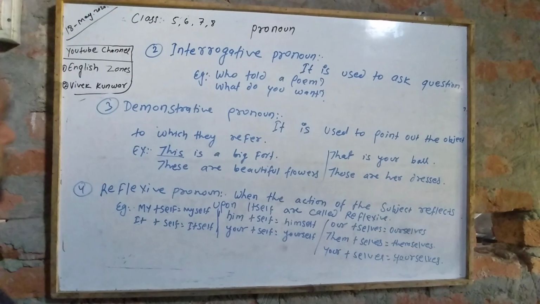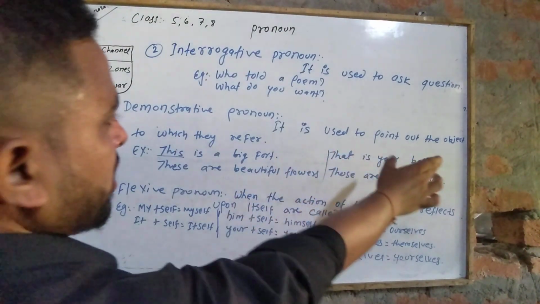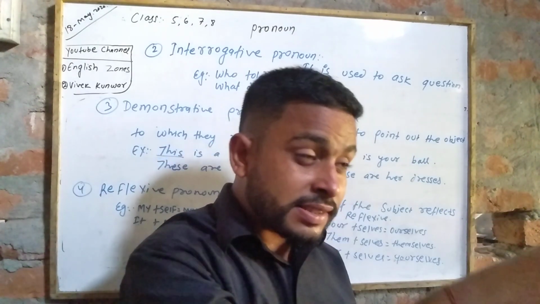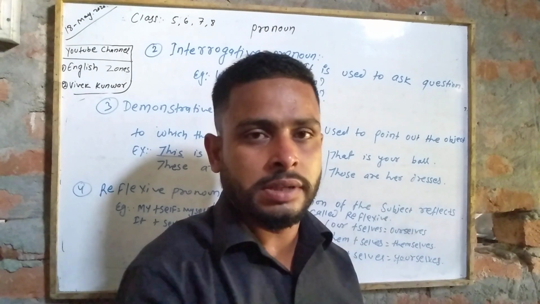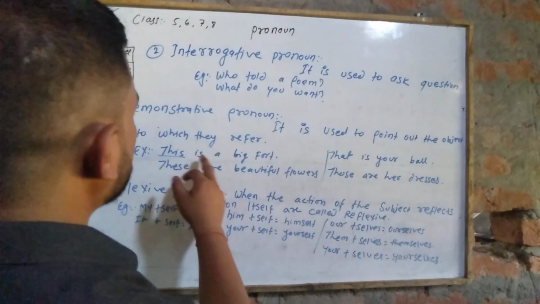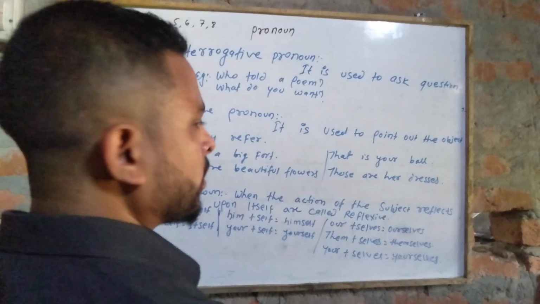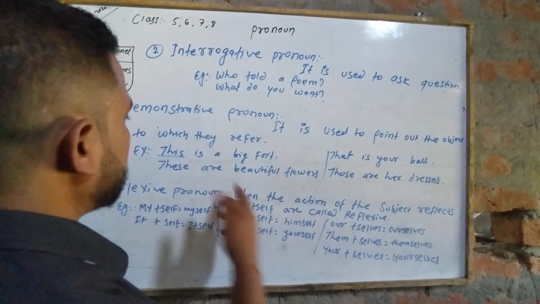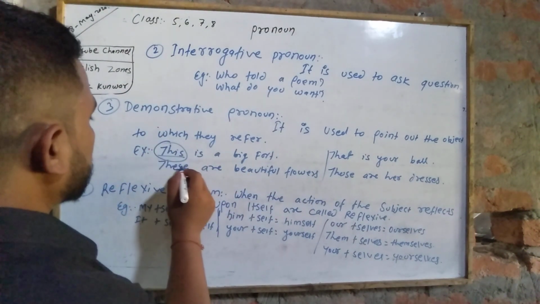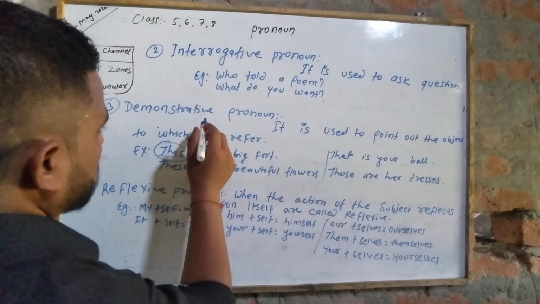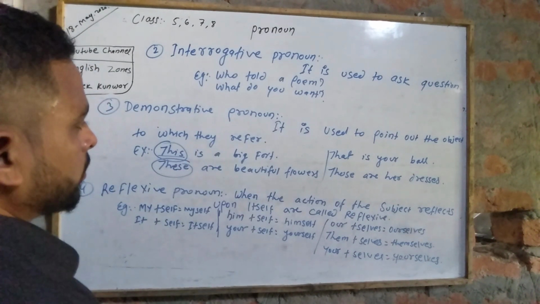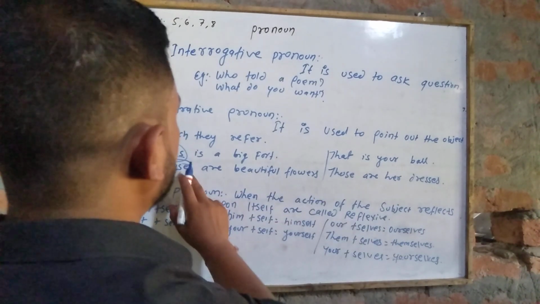And another one is the demonstrative pronoun. It is used to point out objects or things. You have to point: this is, that is, these are, those are. These are the pronouns. Example: This is a big fort. This is a big ball. And these are beautiful flowers. This is a singular pointing demonstrative pronoun, and these is the plural demonstrative pronoun.